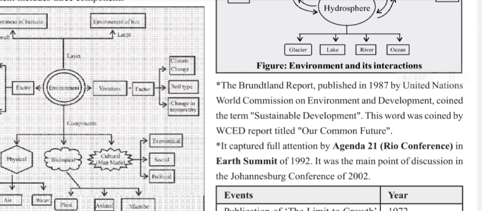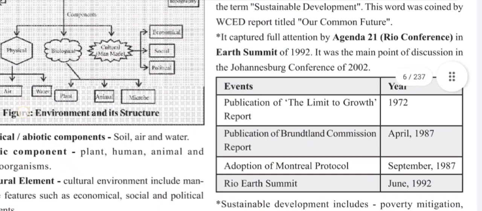The Brundtland Report, published in 1987 by the United Nations World Commission on Environment and Development, coined the term sustainable development. This term was coined by the WCED report titled Our Common Future. It gained full attention at Agenda 21 in the Rio Earth Summit of 1992. It was the main point of discussion in the Johannesburg Conference of 2002.